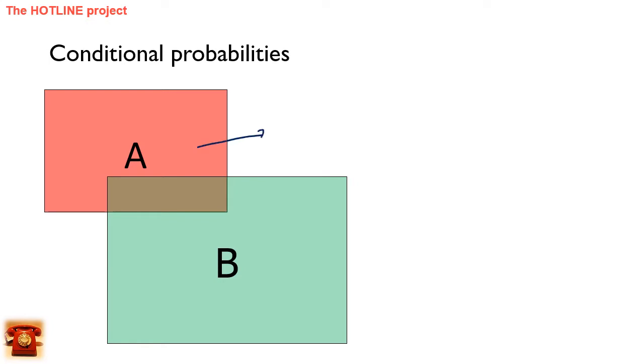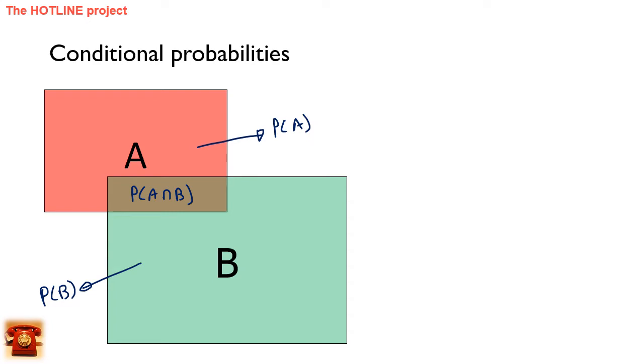This rectangle over here corresponds to the probability of event A, while this one over here corresponds to the probability of event B. There is also an overlap between the two of them, which corresponds to the probability of event A and B occurring together. This is called the intersection of event A and B.